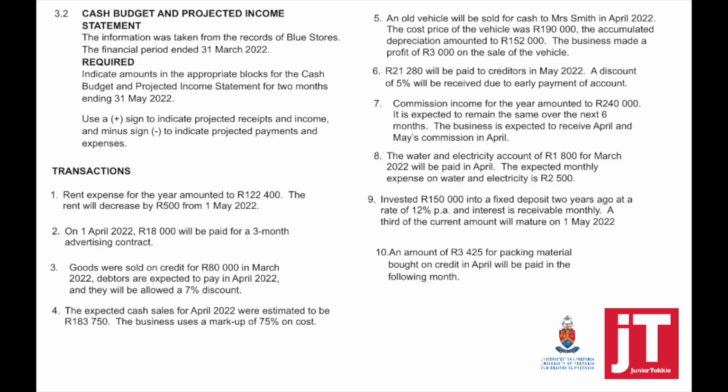Question 3.2, cash budget and projected income. The information was taken from the records of Blue Stores. The financial period ended 31 March 2022. Required: indicate amounts in the appropriate blocks for the cash budget and the projected income statement for 2 months ending 31 May 2022. Use a plus sign to indicate projected receipts and income, and a minus sign to indicate projected payments and expenses. In accounting, a negative amount is also shown in brackets.